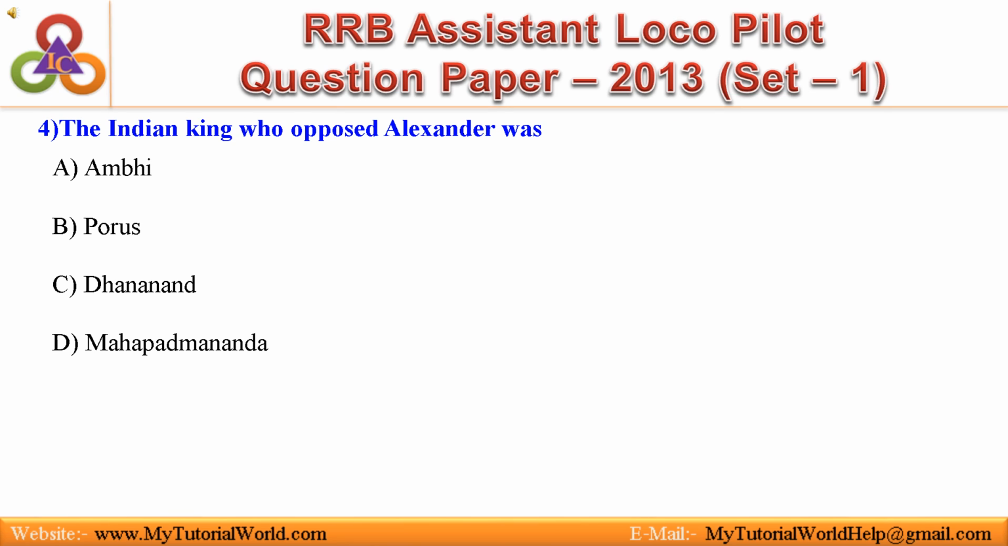Four. The Indian king who opposed Alexander was A. Ambi. B. Porus. C. Dhanananda. D. Mahapadmananda. Answer is Porus.